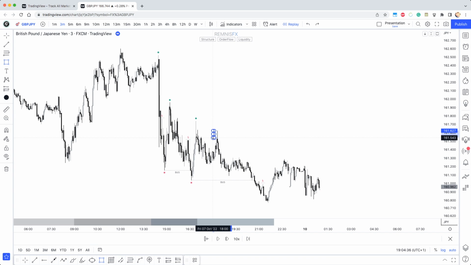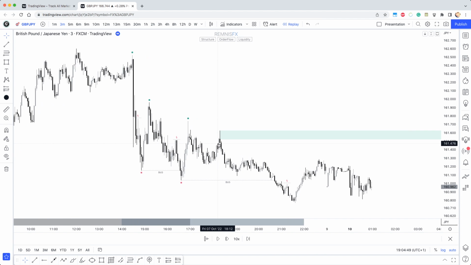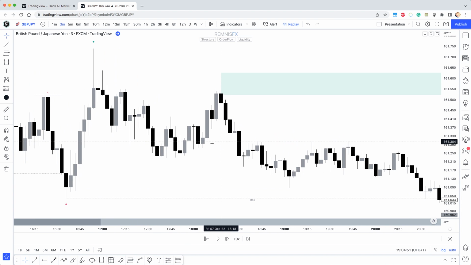I find this wick very interesting, so let's mark that one up like that. Okay, why do I find this wick so interesting? Because if I quickly zoom in like that, if you look close, you see the liquidity here from the previous candle was taken out.